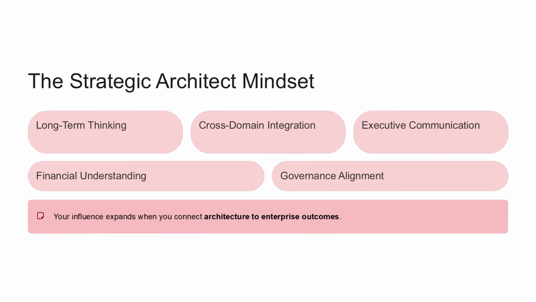Designing a target state enterprise security architecture requires long-term thinking, cross-domain integration, risk awareness, executive communication skill, financial understanding, governance alignment. You must operate beyond technical configuration. You must think systemically. Your influence expands when you connect architecture to enterprise outcomes.